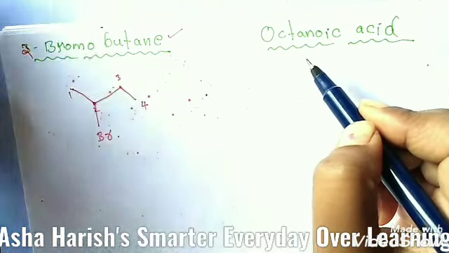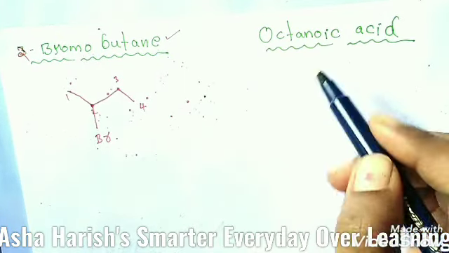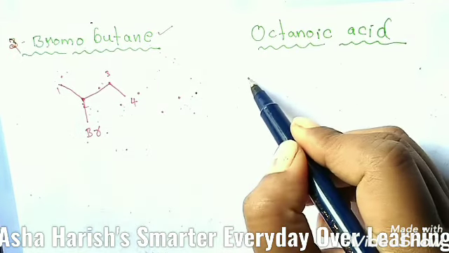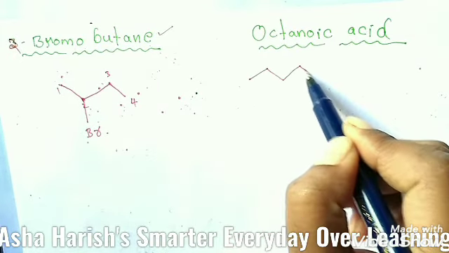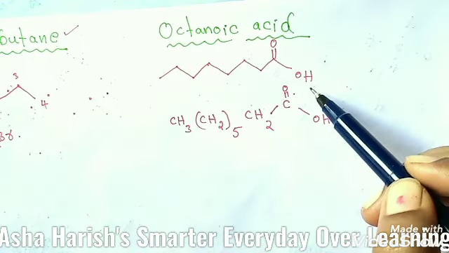Right, and the next one is octanoic acid. Okay, representation of bond line structural formula. I'm going to draw here 2, 3, 4, here one double bond O and OH.